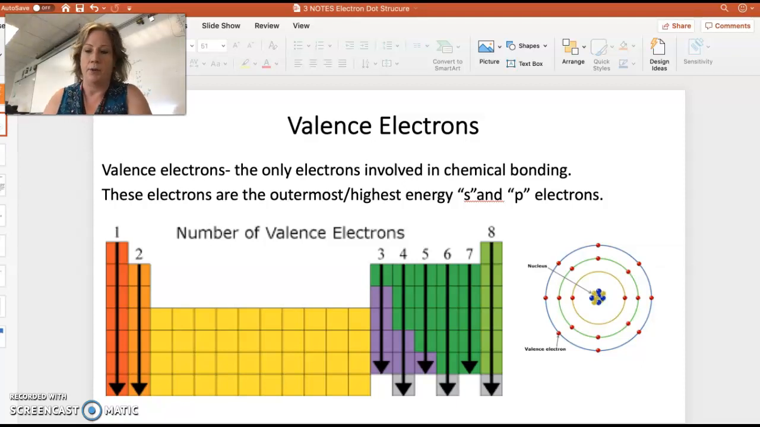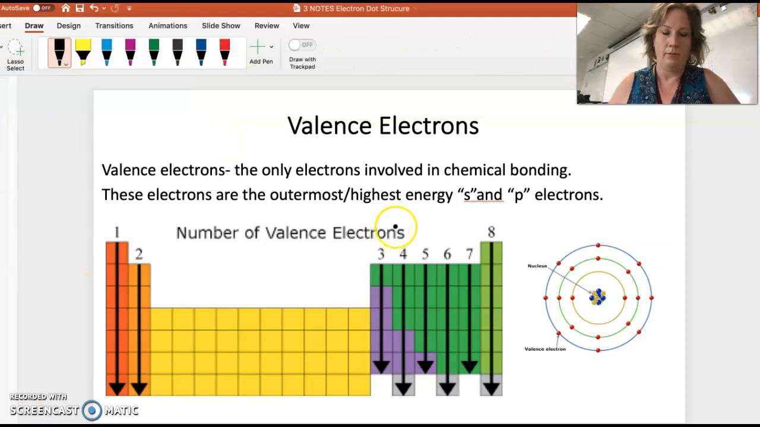and you might want to put this in your notes, valence electrons are the outermost, highest energy level, so the biggest n value, s and p electrons, and those are the only ones involved in chemical bonding. So the outermost s and p electrons are the valence electrons.